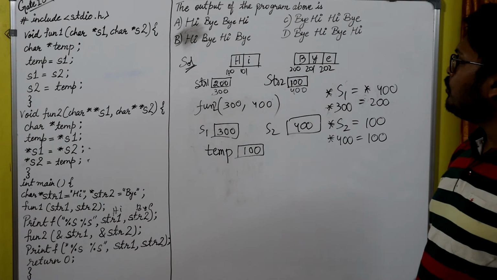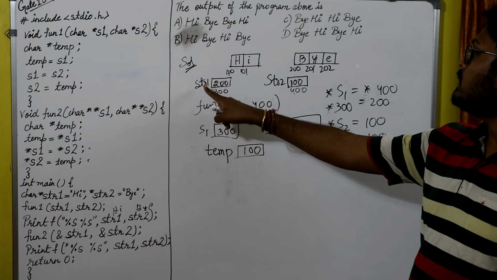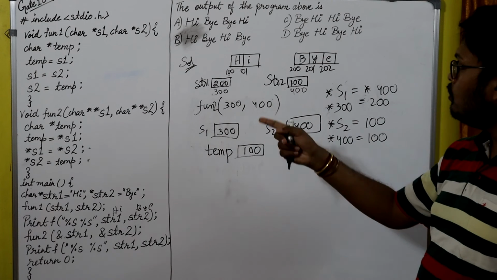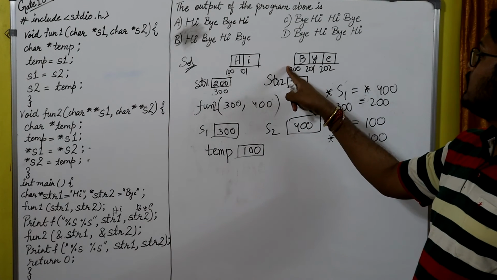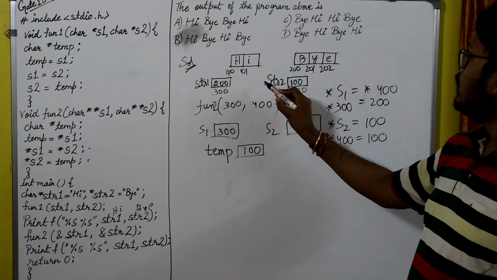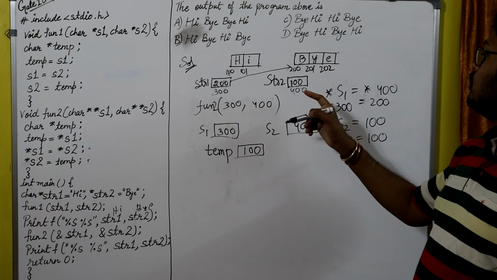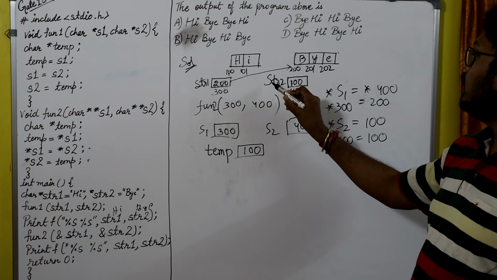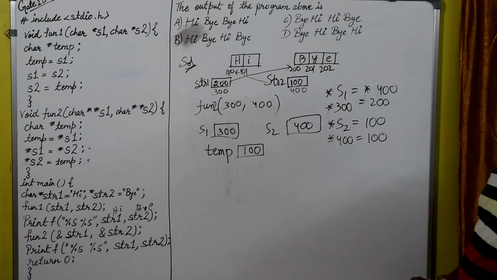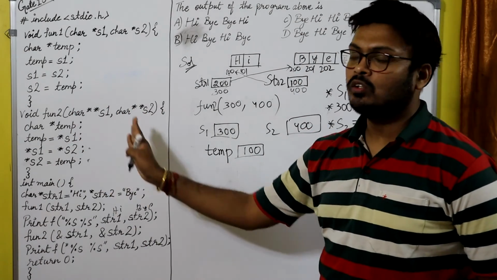Fine. Now you can understand that initially str1 was the base address of this array and str2 was the base address of this array, but now str1 is the base address of this array, because you see, what is the base address of this array? 200. So now str1 is pointing to this array. And similarly, in the same way, now str2 is pointing to the base address of this array. So the task of this function is over.